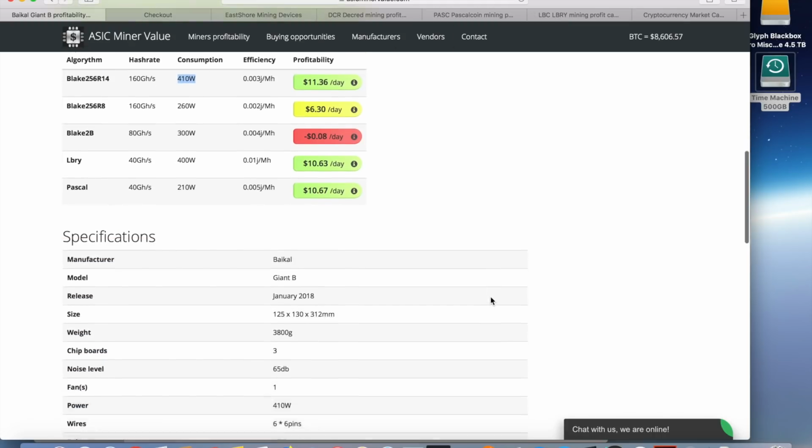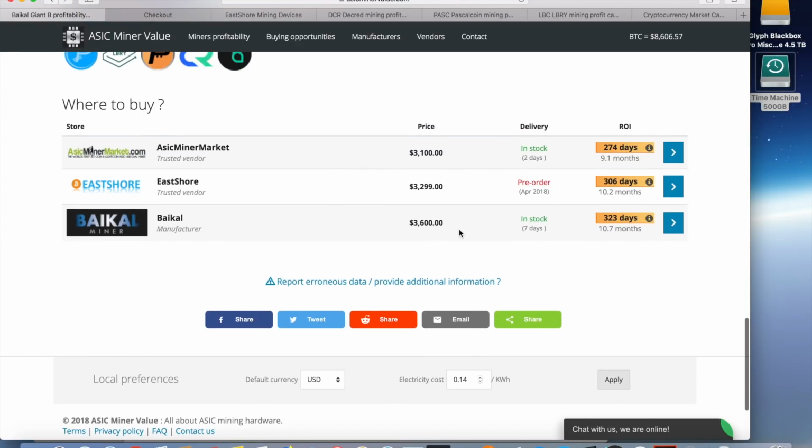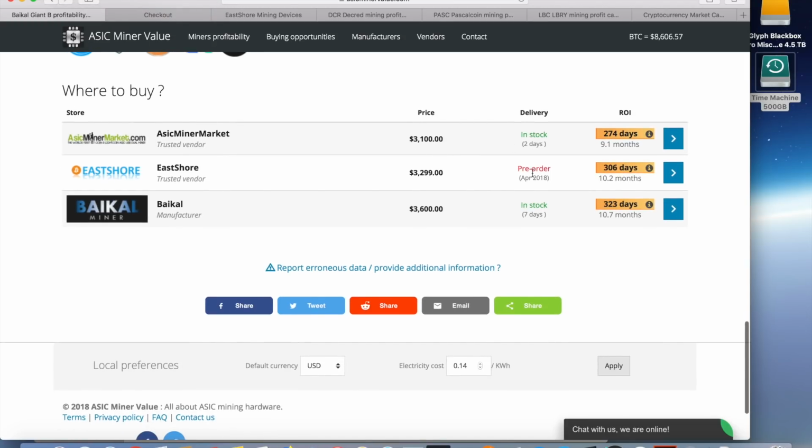Now, you can get these miners either directly from Baikal for a premium of $3,600, or you can pre-order them at East Shore for $3,299, or you can get it from ASIC Miner Mart for $3,100, and they have them in stock. These two vendors are trusted. According to ASIC Miner Value, the website, you can order from them with confidence.